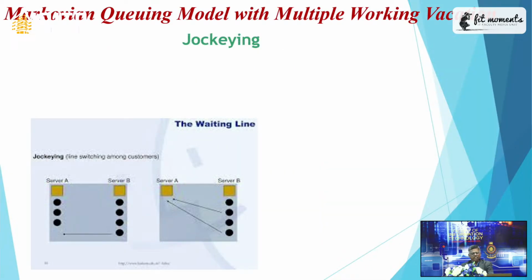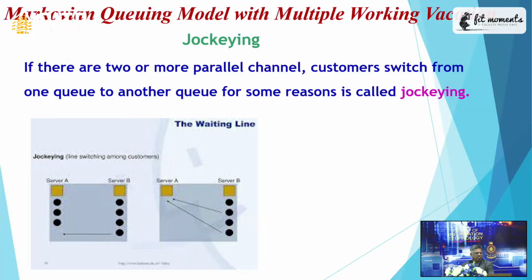And another one is jockeying. What is jockeying? If there are two parallel queues, the customer switches from one queue to another. The customer decides that the other queue is moving fast, then moves on to it. Or we see that this server is closed, after that we move on to the other. This customer behavior is jockeying.